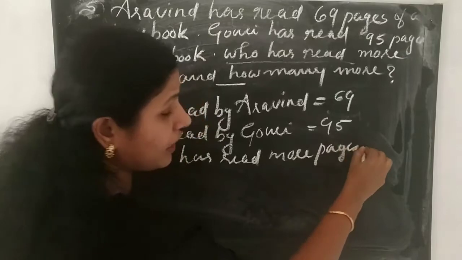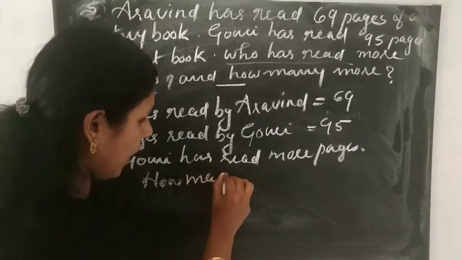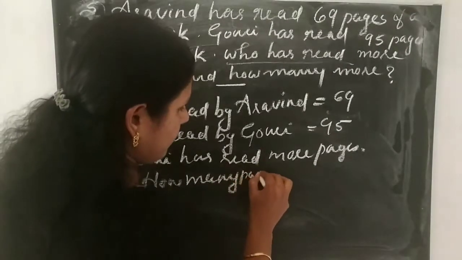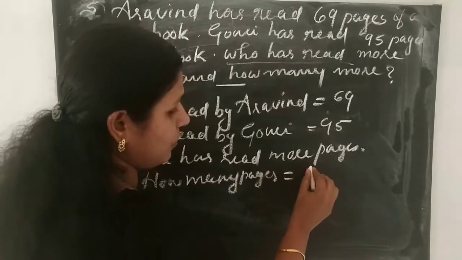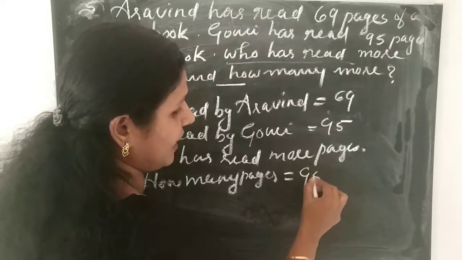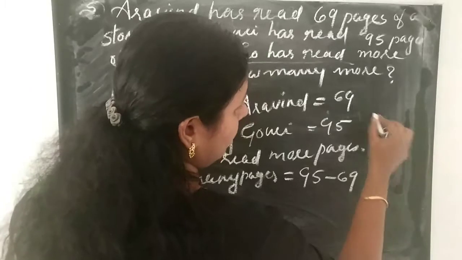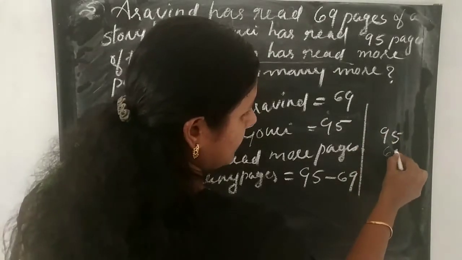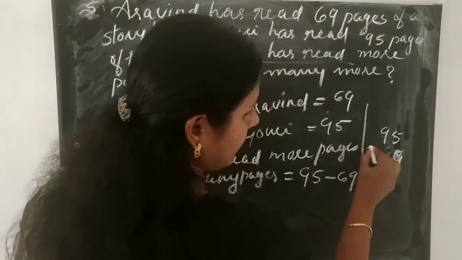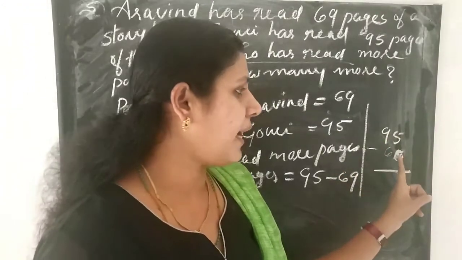Now we need how many. How many pages more? We have to subtract this 69 from this 95. That is 95 minus 69. That is 5 minus 9.